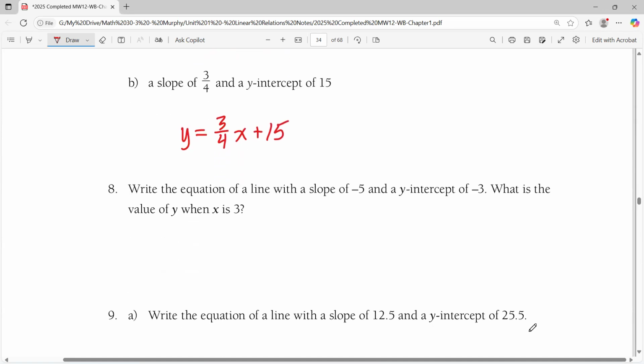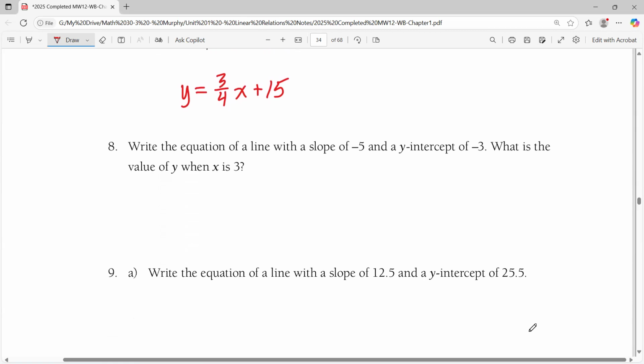Okay, number 8. Write the equation of a line with a slope of -5 and a y-intercept of -3. What is the value of y when x is 3? So two questions to solve here. So number 1, we will make the equation. And remember, we're basing it off of this. So y equals a slope of -5, x, and a y-intercept of -3. So -5 times x minus 3.